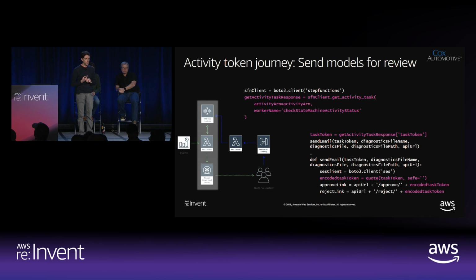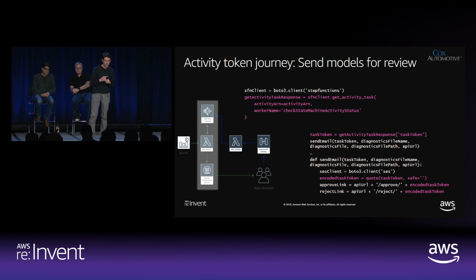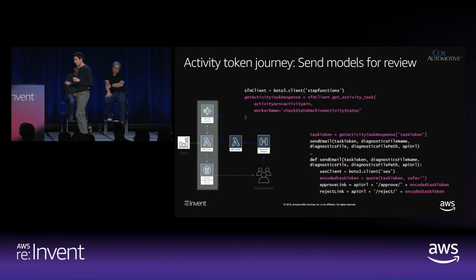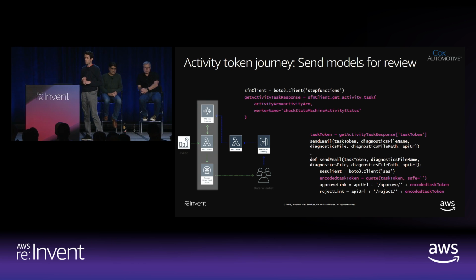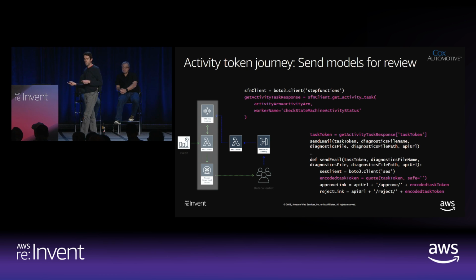So let's take a look at what this looks like. On the left, I'll be highlighting the portion of the process that corresponds to the code snippets on the right. So let's pretend that a new model is available. A CloudWatch scheduled Lambda says, hey, there's a new model. It's going to get the model diagnostics file, and it's going to get the task token from the state machine. All we're doing here simply is calling this getActivityTask function, which returns a task token. We're parsing that out and then URL encoding it, because we're going to use that task token as a path parameter on the end of the URL.